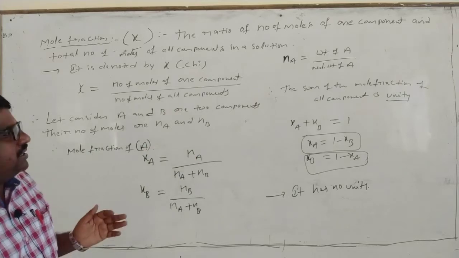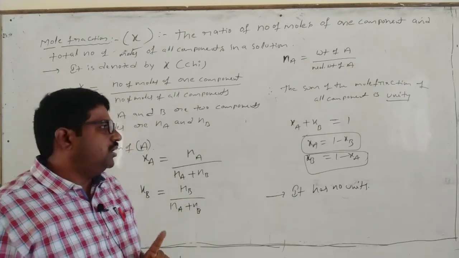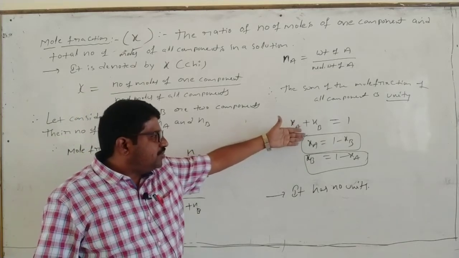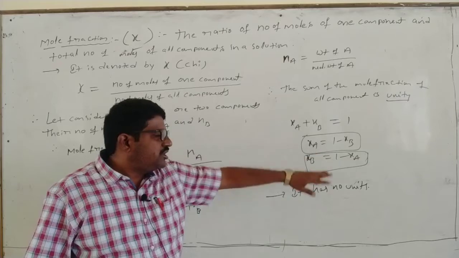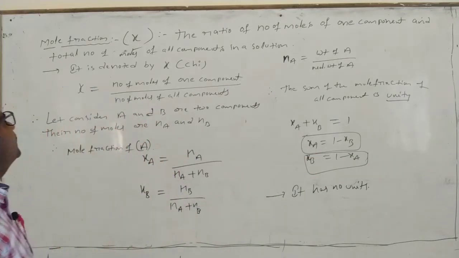In a solution, the sum of the mole fractions of all components is equal to unity, that is, 1. So Xa plus Xb is equal to 1. To calculate Xa, use 1 minus Xb, and for Xb, use 1 minus Xa. It has no units. This is mole fraction.